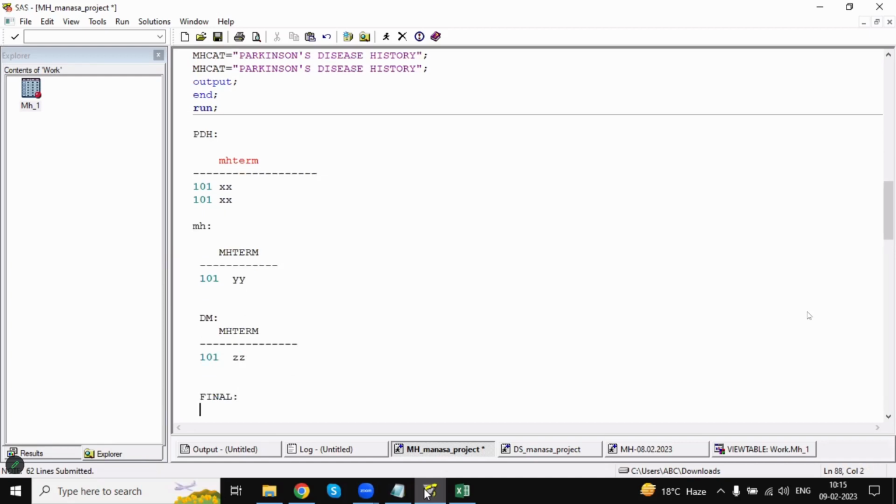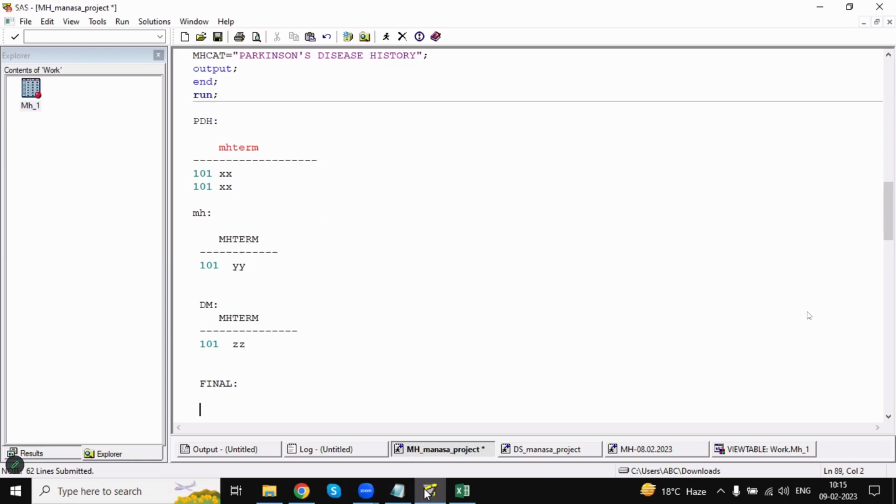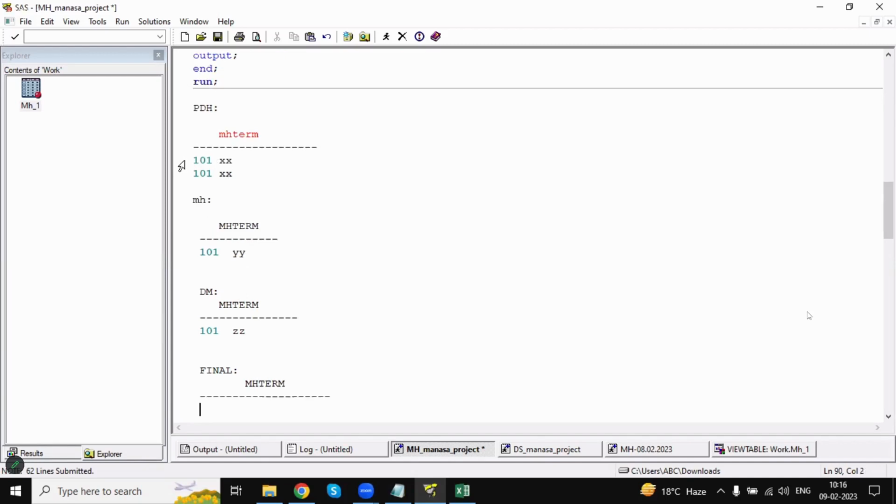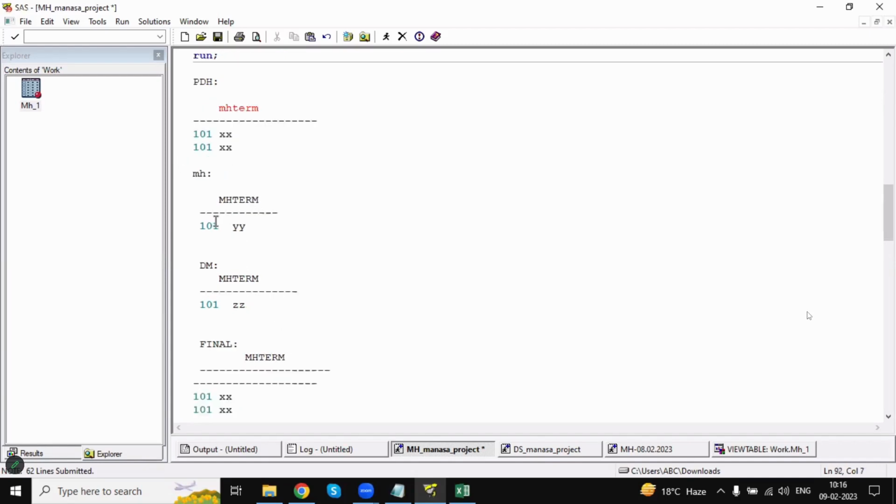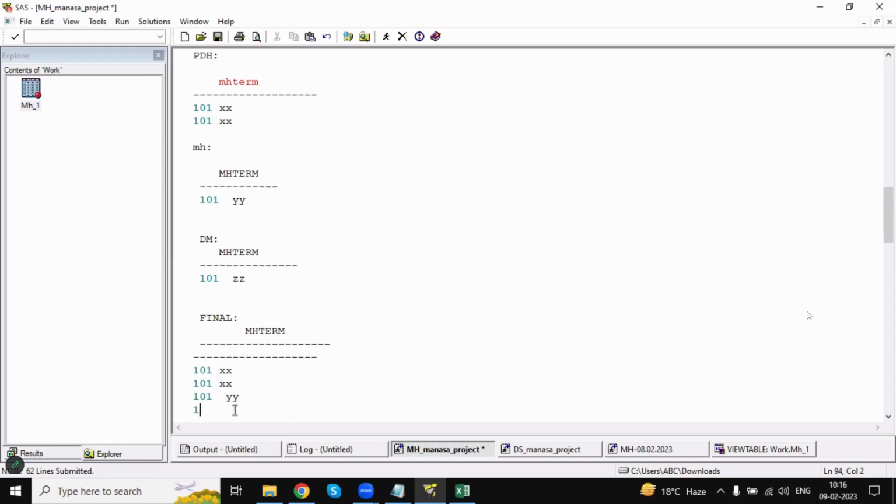XX, YY, ZZ. Total MH terms, for the subject ID 101, all the MH terms I have to get. All MH terms are supposed to come, right? 4, yes, so 2 plus 1 plus 1. Total 4 observations. How do you want them? Like this, one by one. First the MH term, let us assume, next YY, next ZZ. So how can you get all these 3?